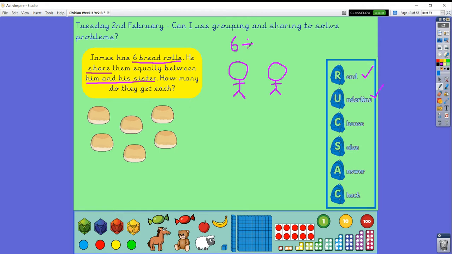shared between our 2 people. So I've got 6 bread rolls, and I'm going to share them. We've got the word share underlined between the 2 people. So let's have a go.